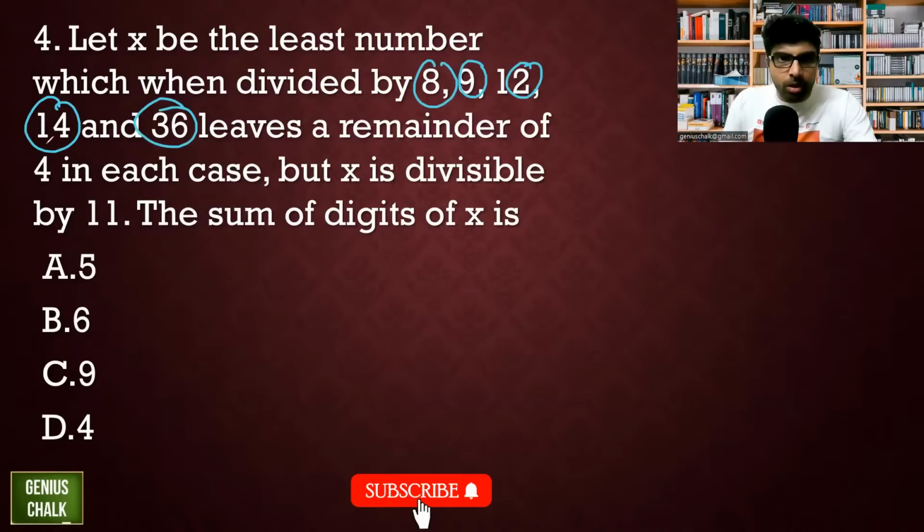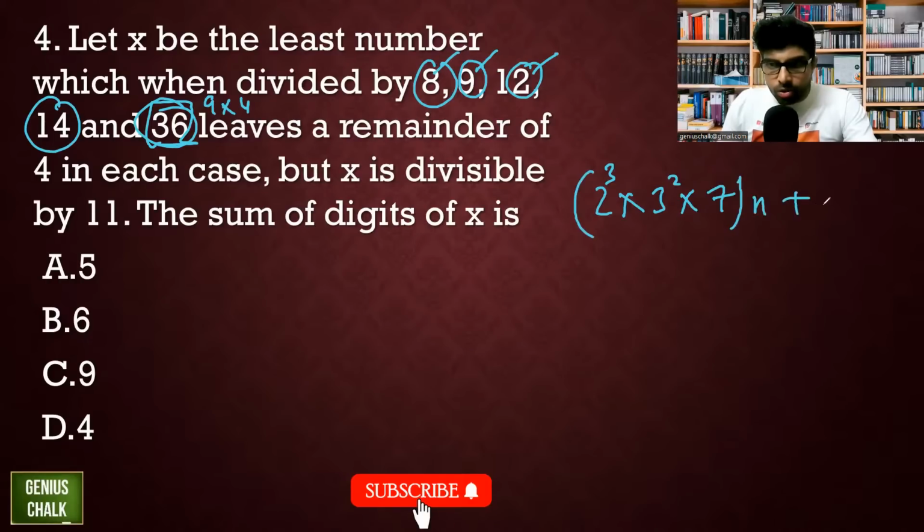Let's see what is the highest power of 2 available. There is no 32, so the highest power of 2 available is 3. Fine. What is the highest power of 3? In 36 it is 9 also. So 9 means 3 square. After that, the highest power of the next prime number. 3 is there, 2 is covered. 3 is covered. This is 3 into 4, both covered. Next is 7. 7 into 2, right? And the rest I have covered. So this is my LCM and it leaves a remainder of 4.